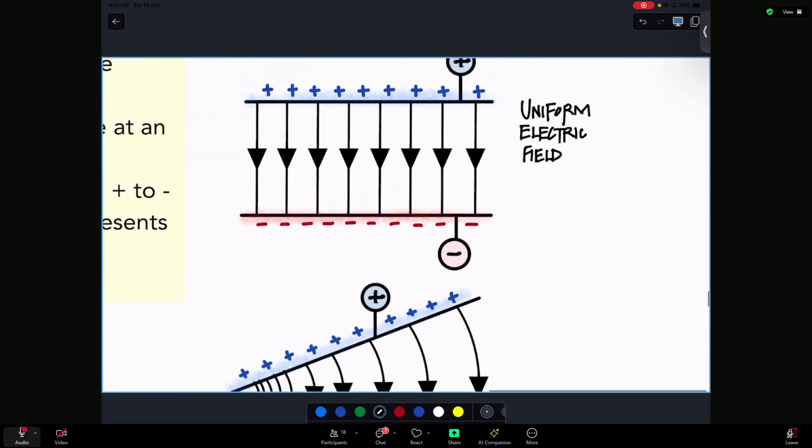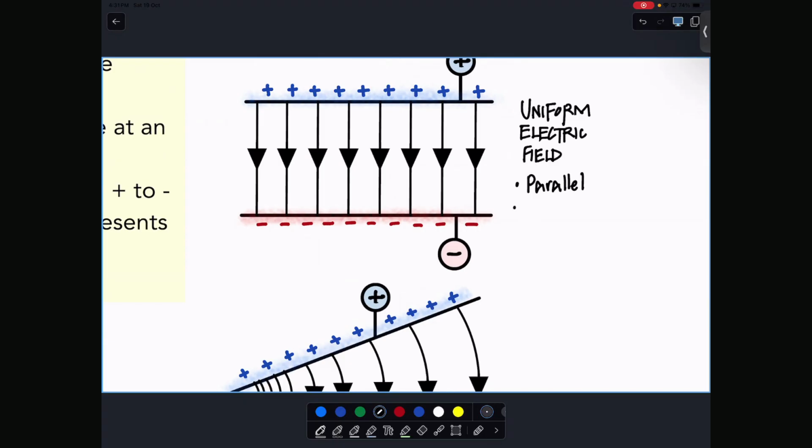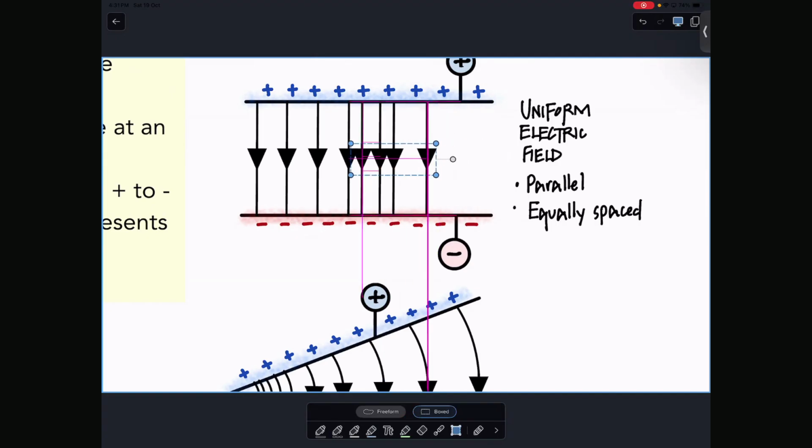What are the features of a uniform electric field? The lines must be what to each other? Parallel. And what else? Equally spaced. Okay, because often people think that parallel is enough, but that's not enough actually. Because you may also have something that looks like this, where the lines look like this.